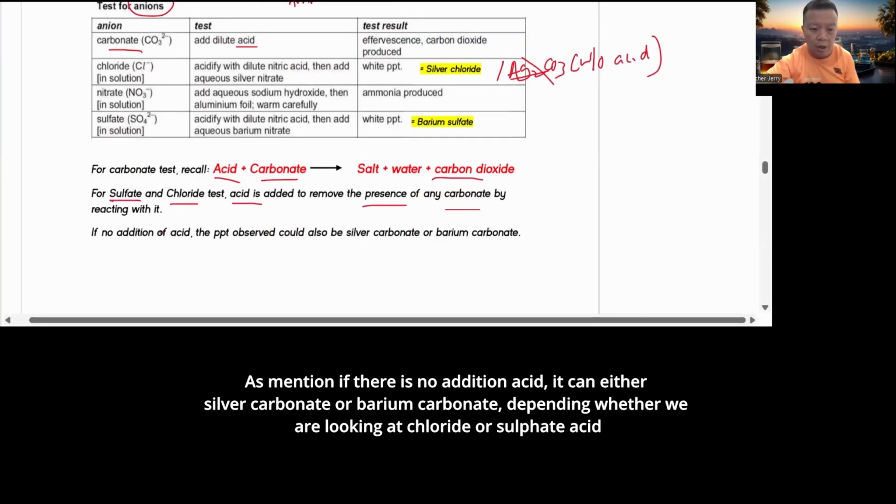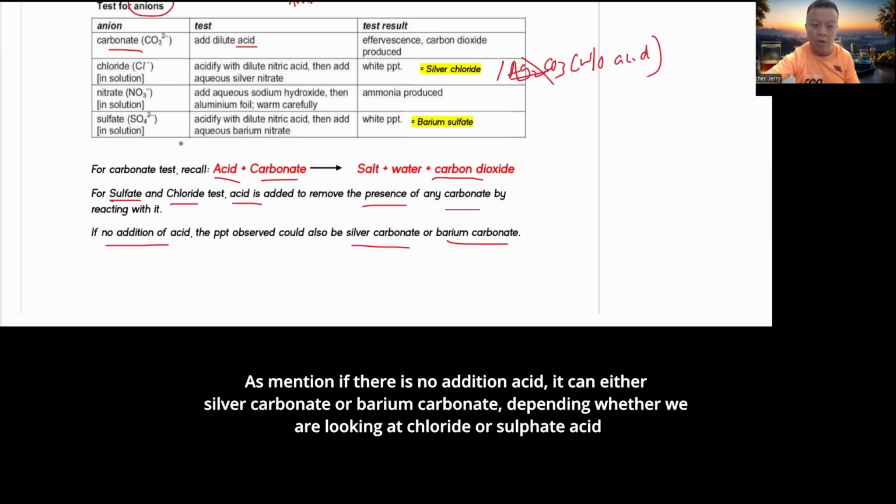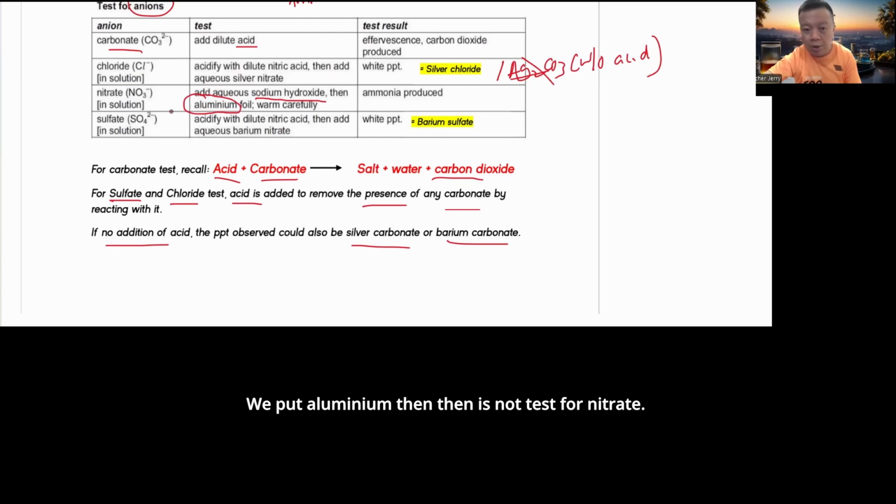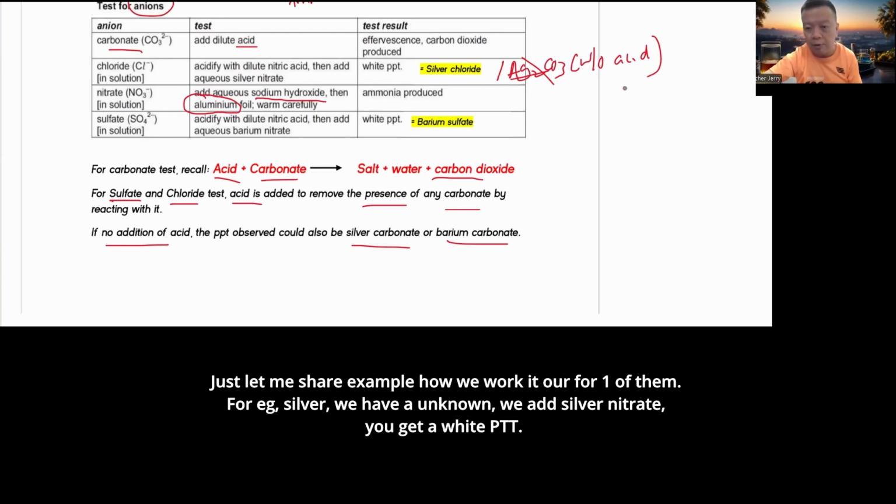So if no acid is added, it can be either silver carbonate or barium carbonate, depending on whether we're looking at the chloride or sulfate test. Nitrates, okay. Besides adding sodium hydroxide, one more important thing is aluminium. That's the key ingredient. Without aluminium, it's not a test for nitrate. I underline what we are adding. Let me show you an example of how we work it out.